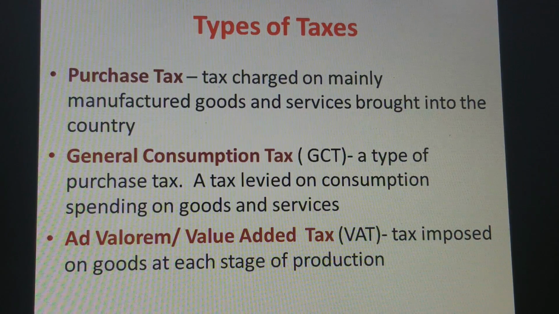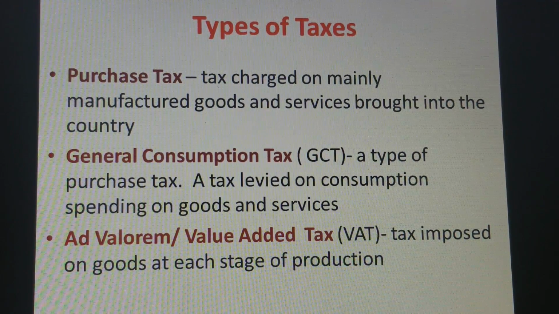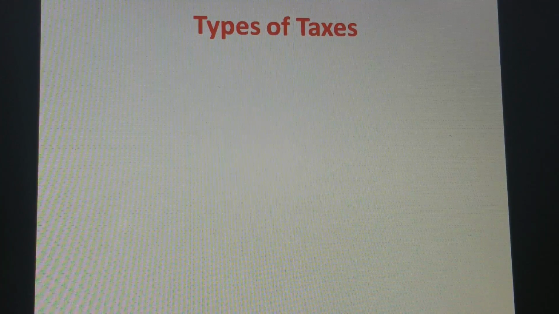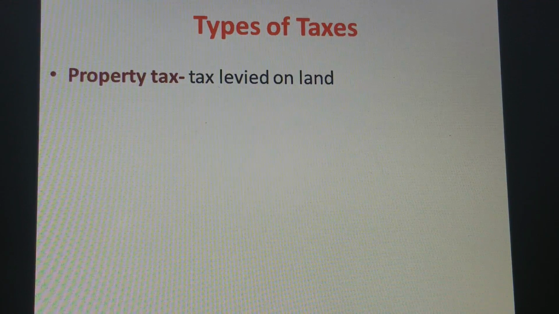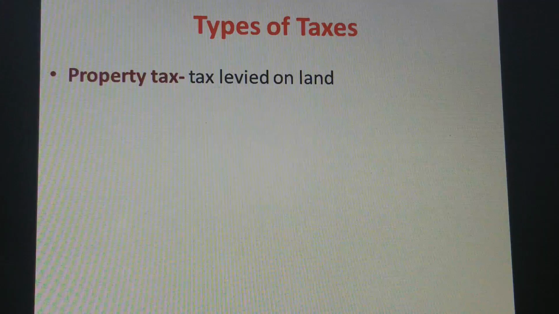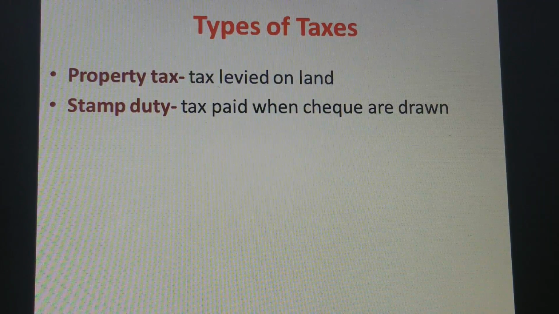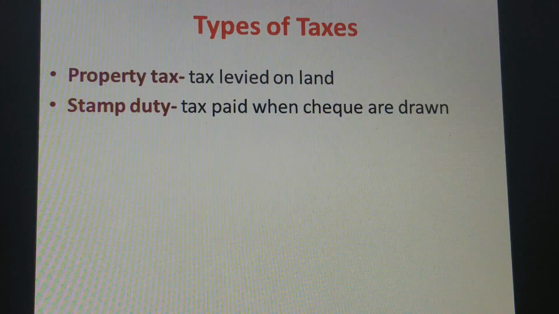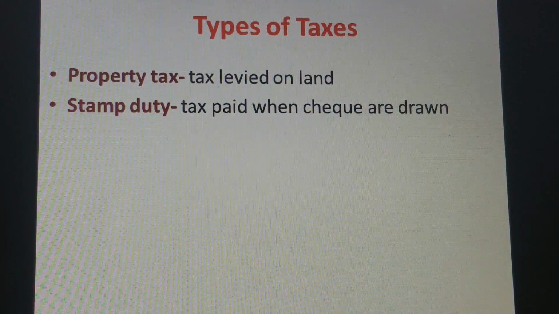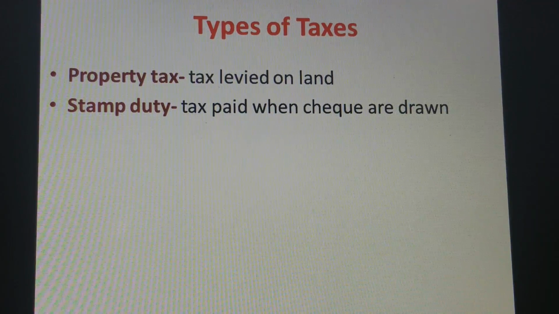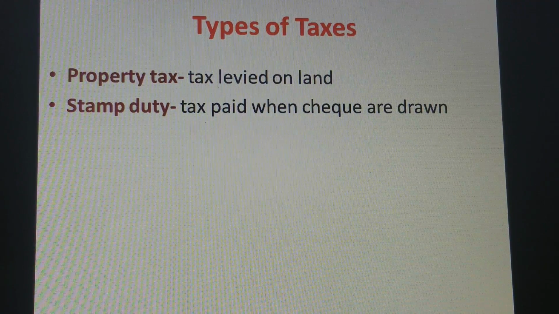at each stage of the production process. All right. You also have property tax, which is also an indirect tax, and that is levied on property and land. All right. Stamp duty is a tax paid when checks are drawn. So it has to do with monetary instruments, yes, in the financial market or the money market.